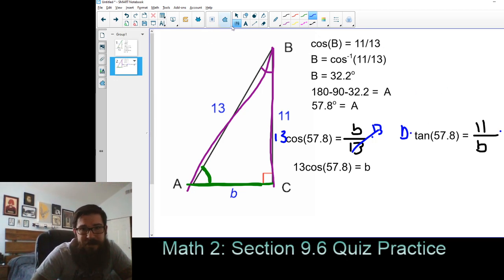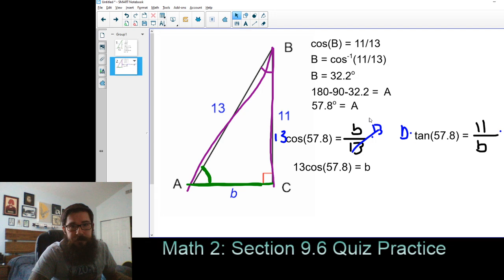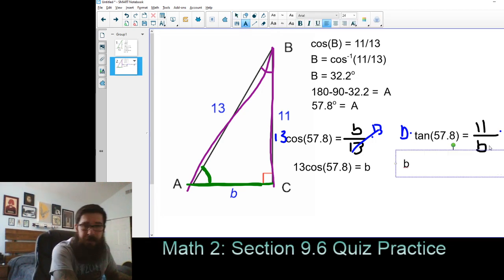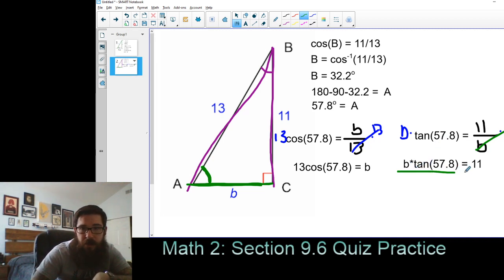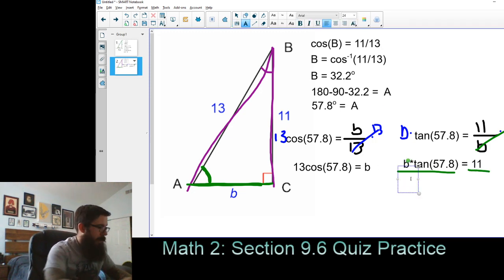Okay? What that's now going to give me is this. Go ahead and get a text box. Multiplying both sides by B is going to give me B times tan of 57.8 equals 11. The reason this works is these B's right here are going to cross cancel on the right side. Now, B is being multiplied by something, and I need to undo that multiplication. So I'm going to divide both sides by tangent of 57.8.